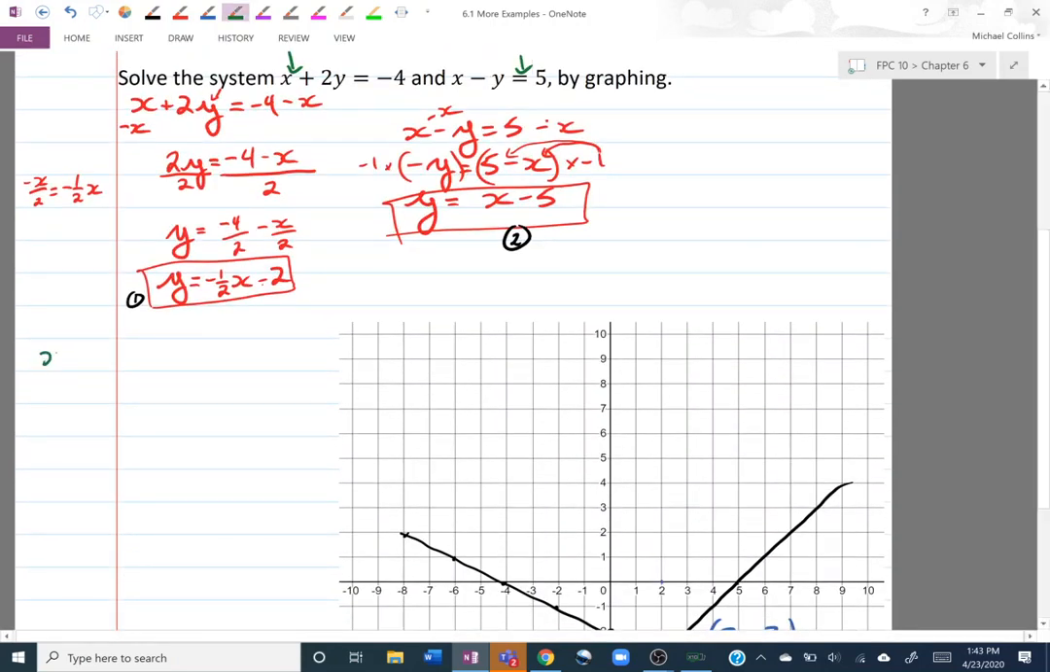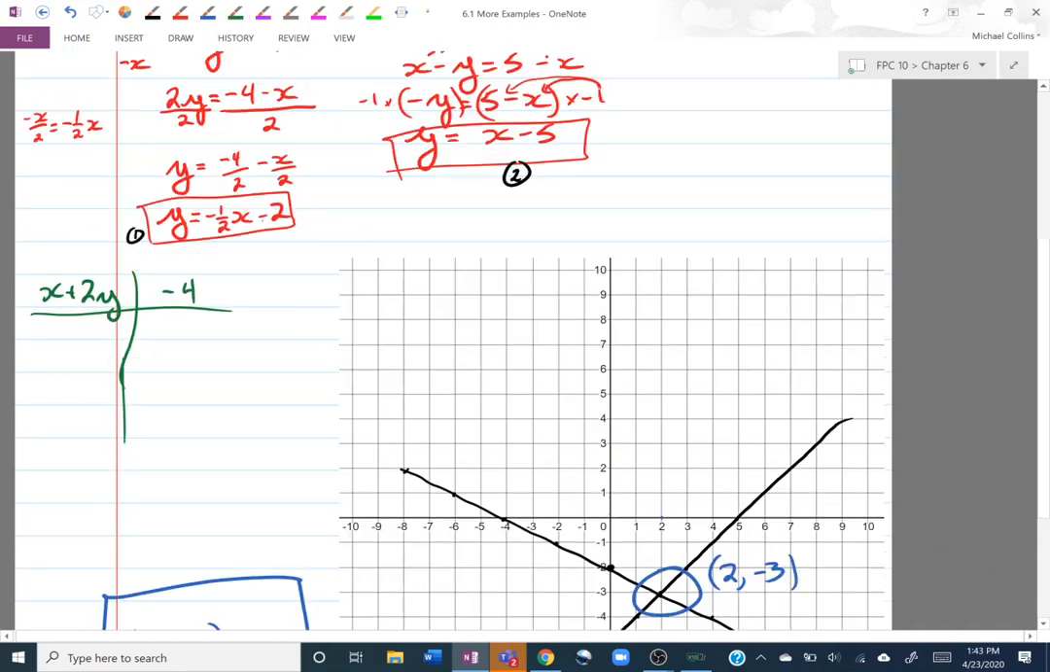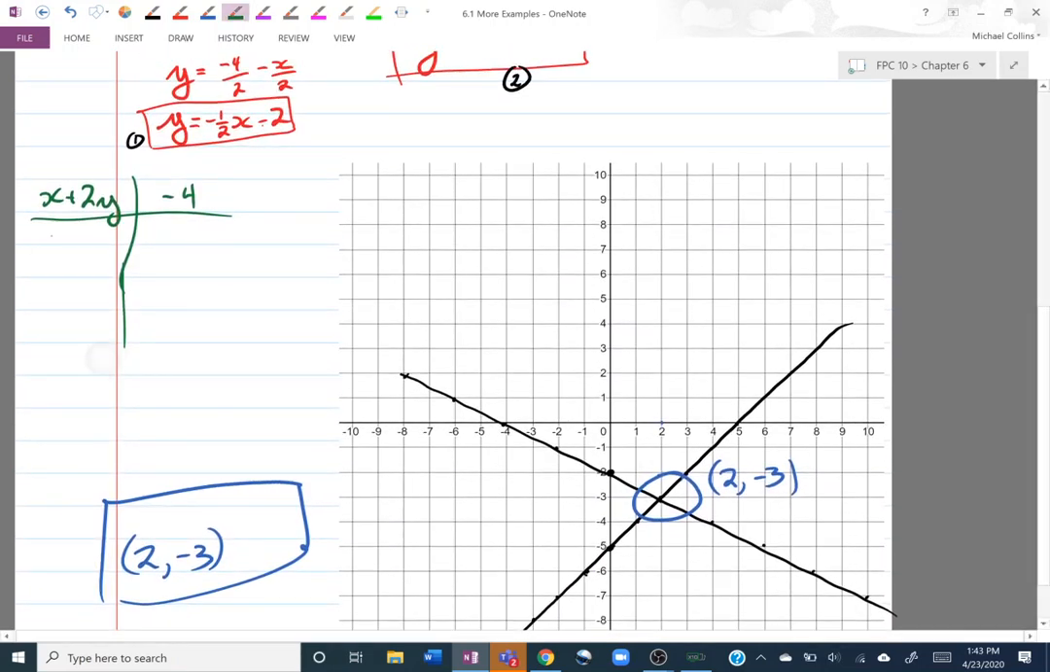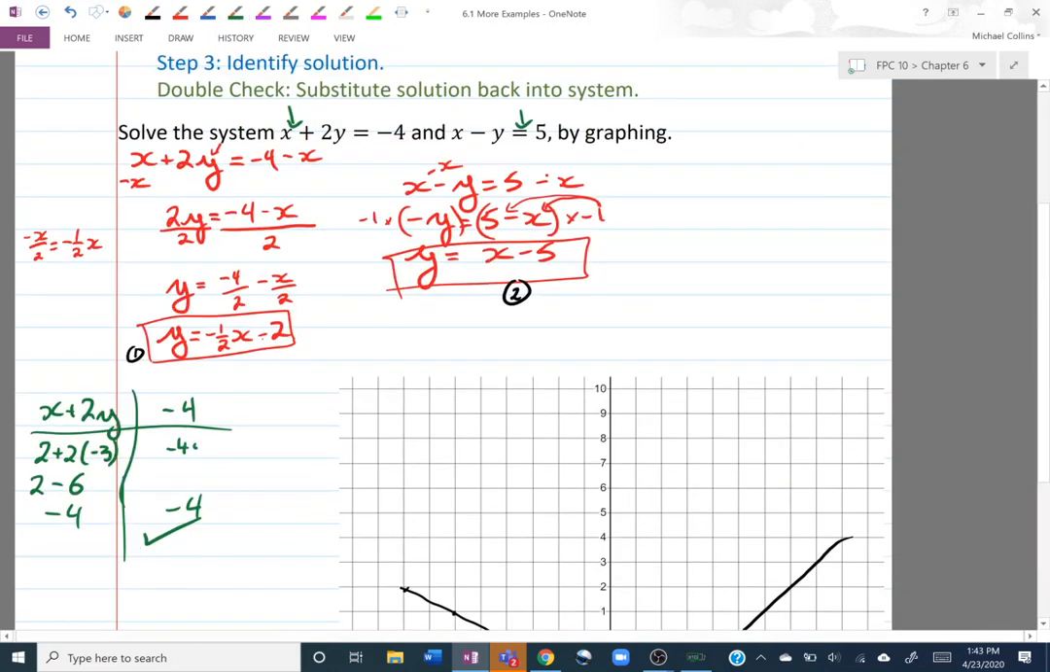So I'm going to make my little table, x plus 2y equals negative 4. And I'm going to plug my 2 plus 2 times negative 3, negative 4 in. 2 times negative 3 is negative 6. 2 minus 6 is negative 4, negative 4. Yes, that is a solution to that first equation.